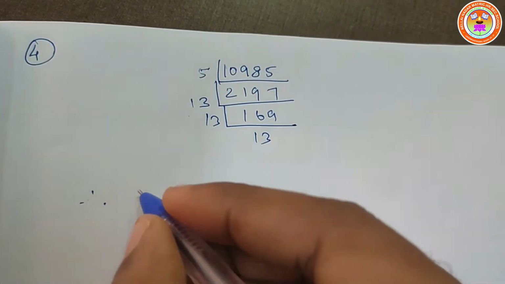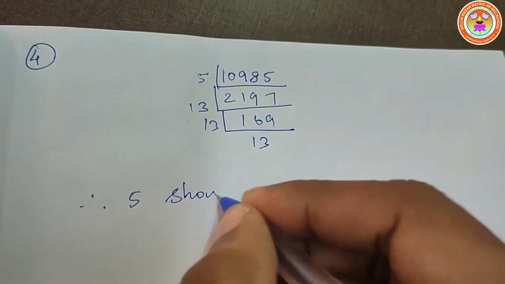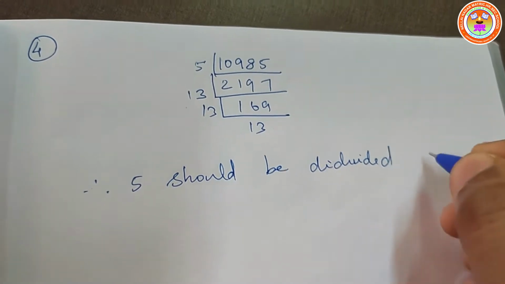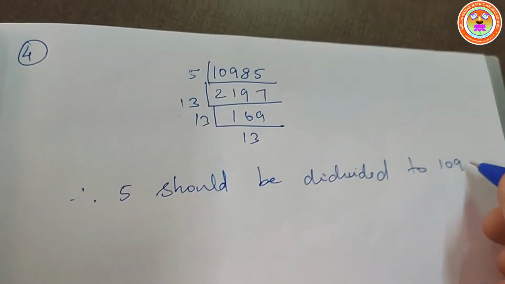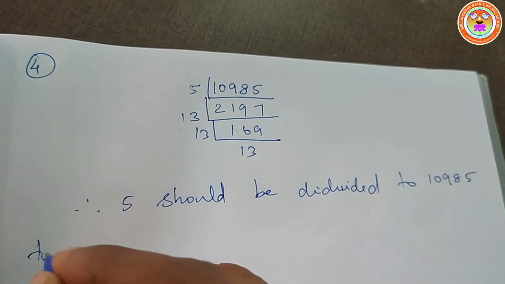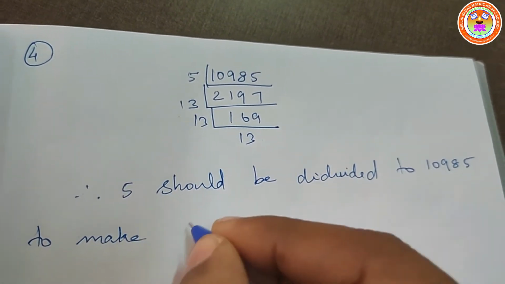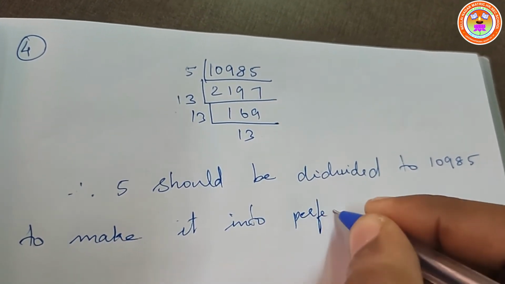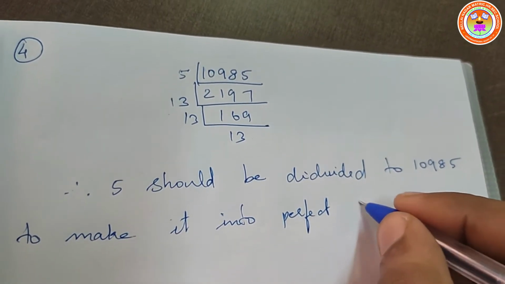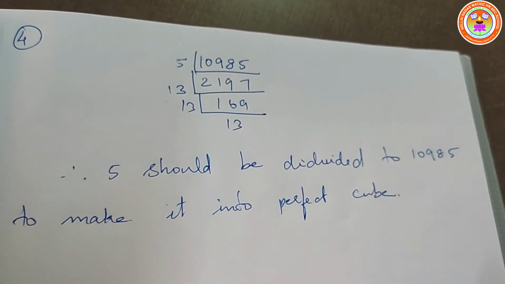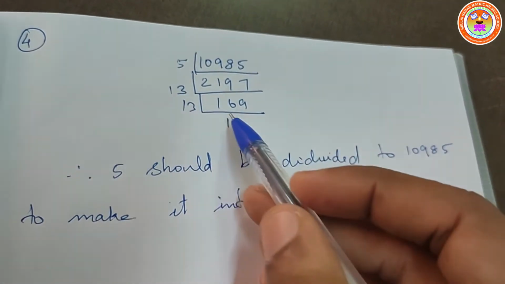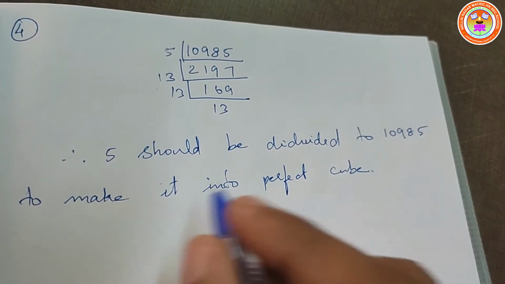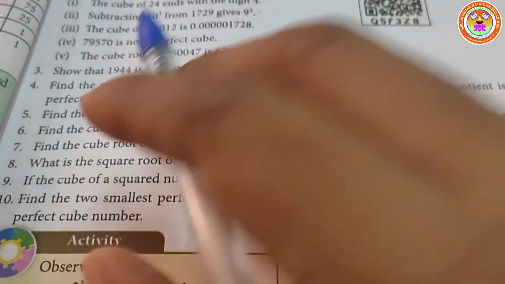Therefore 5 should divide 10,985 to make it into a perfect cube. If you divide by this 5, you will get 13 into 13 into 13, so it will become a perfect cube. Now we will move on to the fifth sum.